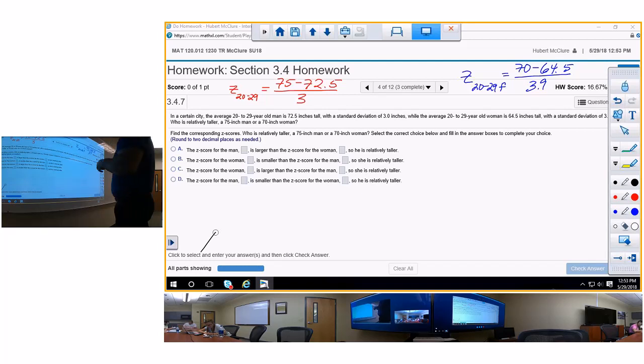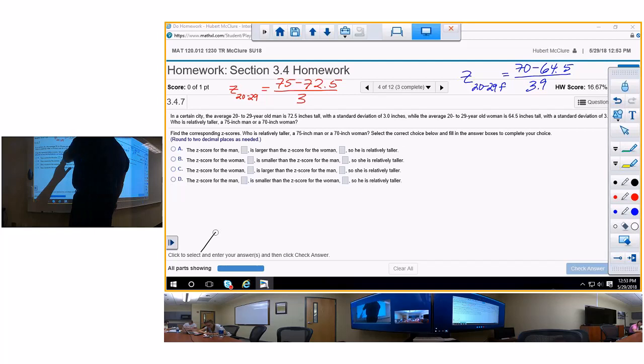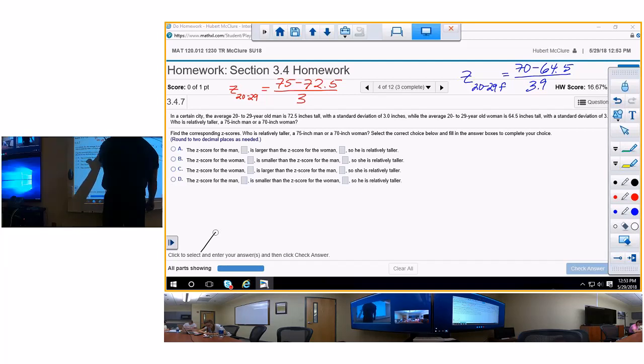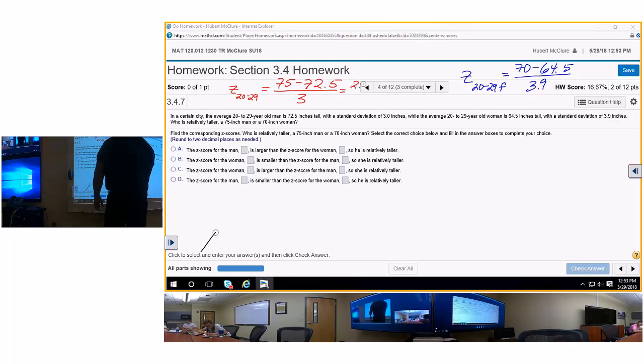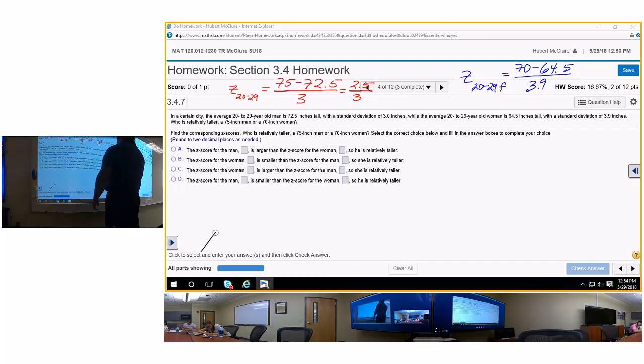All right, so what is 75 inches minus 72.5, or $75 minus $72.5? What is it? 2.5 divided by 3. So if I want to divide $2.50 into 3 groups, what would it be? 0.83. Okay. So there's your z-score for that group.